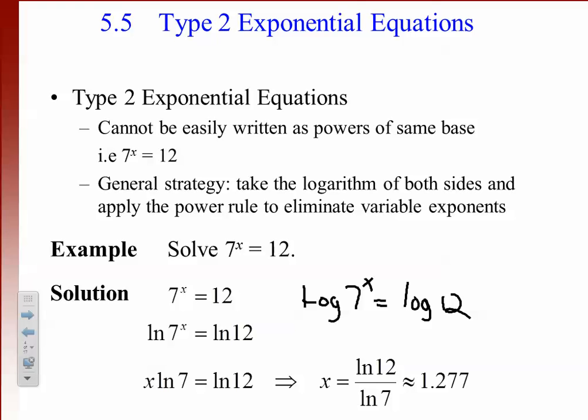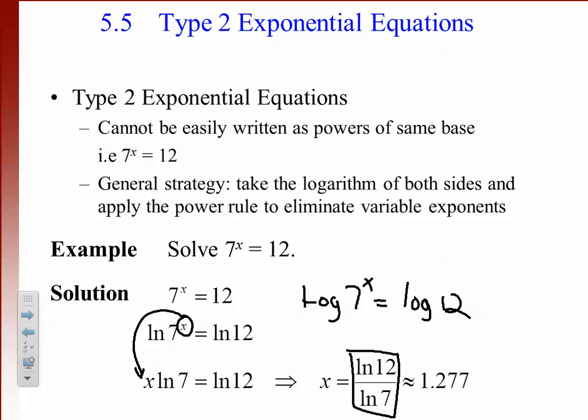Okay, so they use the power rule right here to get this x as an exponent and move it out here. That's the whole point of doing that, to get that x out of its exponent form where it's hard to solve into a form where we can easily solve it. So they put the x out here in front of the natural log of 7, divided both sides by the natural log of 7, and got x equals this over here, which is the exact answer, and you can approximate that on your calculator.